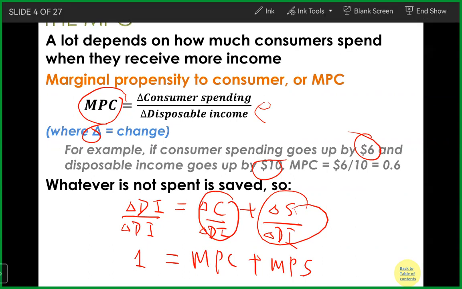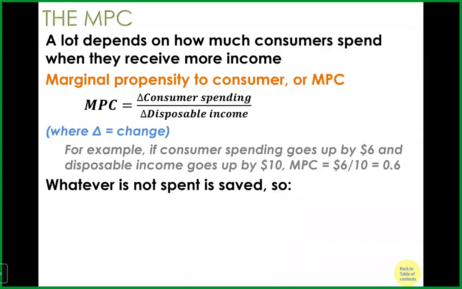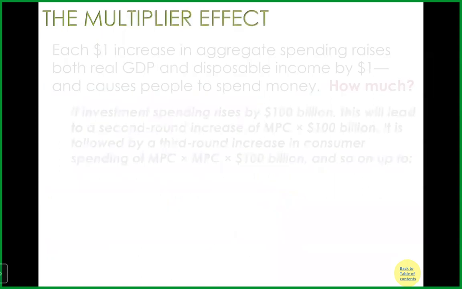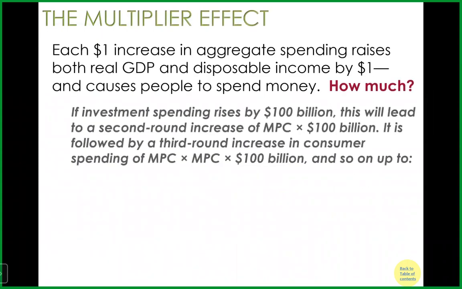So let me erase and then see what we have in these slides. So that's it, then I'm here. This essentially just tells you MPC plus MPS equals 1. And it comes from the fact that each dollar of additional income, you either consume or you save, right? So MPC is going to give us the multiplier effect.